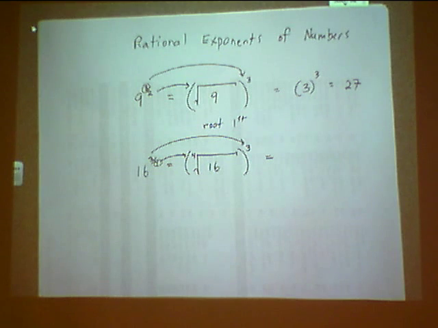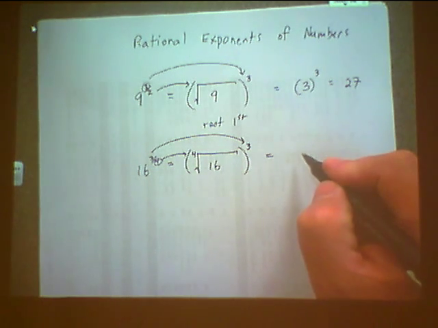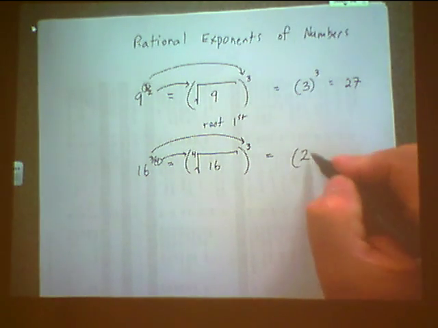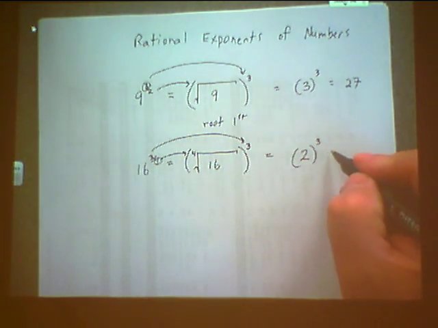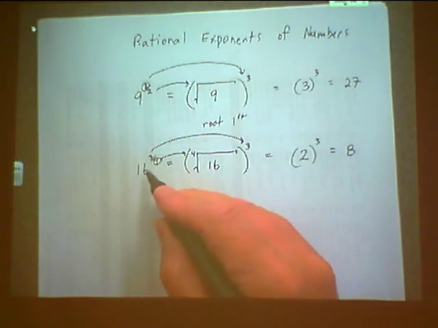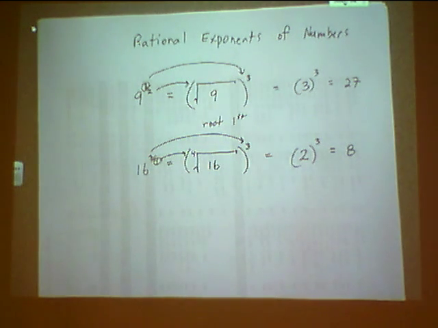So the 4th root of 16 basically says what number times itself 4 times equals 16. Hopefully you realize it's going to be 2, because 2 times 2 times 2 times 2, 2 times 2 is 4, times 2 is 8, times 2 is 16. So the 4th root of 16 is 2, and I still have my exponent of 3. So now 2 cubed, 2 times 2 times 2 is 8. So 16 to the 3/4 power equals 8. Now let me do one more. This one is a little trickier.